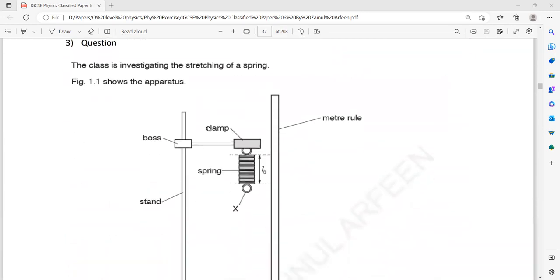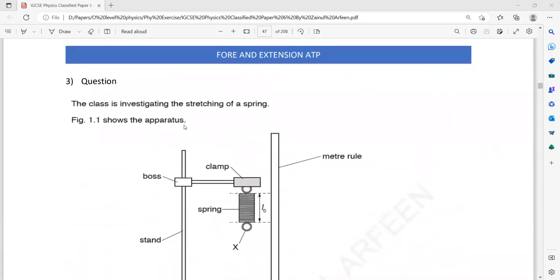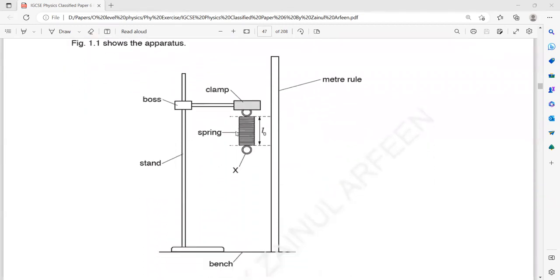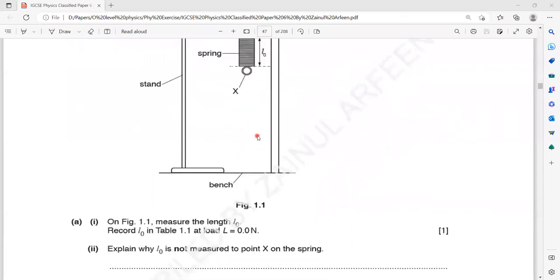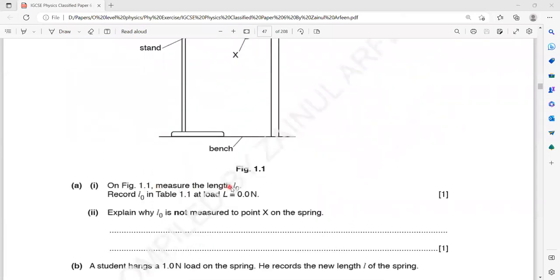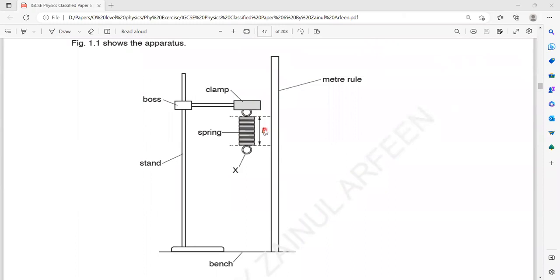In question 3, the class is investigating the stretching of a spring. Figure 1.1 shows the apparatus. So the length of the spring is there. In the question on figure 1.1, measure the length L0 and record L0 in the table when the load is 0. So what we have to do, we just have to use a ruler or the scale and measure this length.